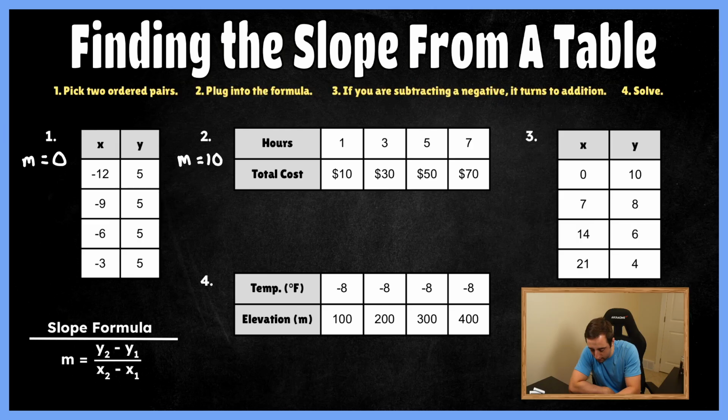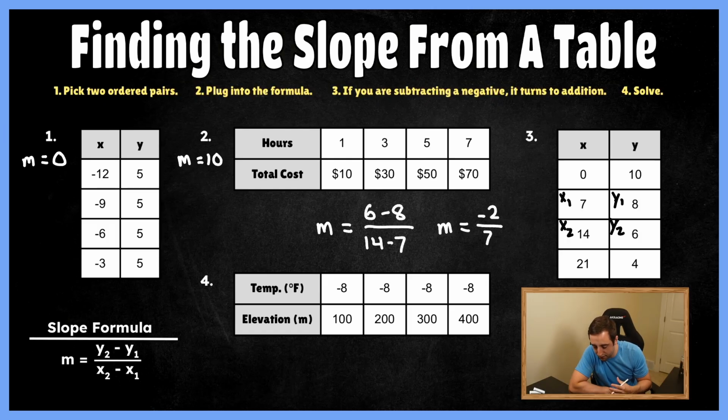Let's say this one is X1. This is Y1, and this is X2, this is Y2. We'll plug it into our slope formula. You get M equals 6 minus 8 all over 14 minus 7. 6 minus 8 is negative 2. 14 minus 7 is 7. And our final answer for this is negative 2/7 for the slope.